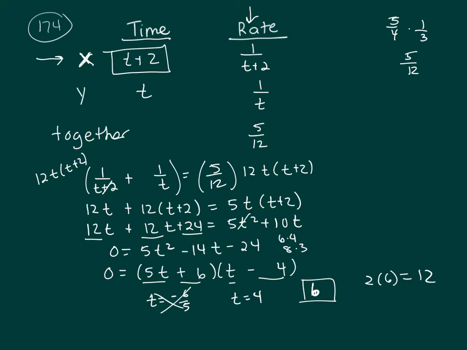You know, I could have written this as machine X can make W over T plus 2, multiplied by W widgets, plus Y can do W over T, equals 5W over 12. But the first thing I would do is divide every term by W and get rid of it. So I didn't even involve it.